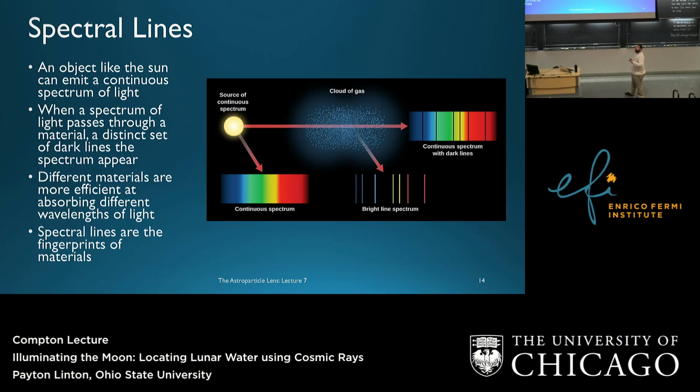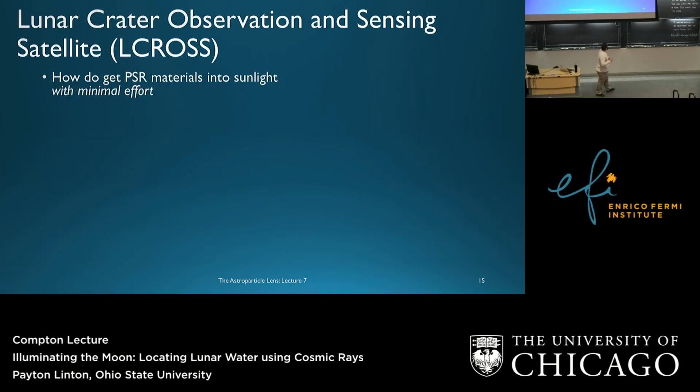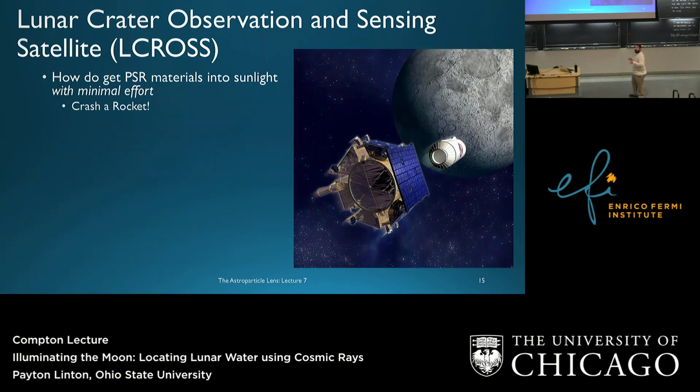And in fact, spectral lines are the fingerprints of material. All materials have unique spectral lines that they will remove from the electromagnetic spectrum. And so from this, we can back out water being in a cloud of gas, right? You say, okay, but how do we do that? By definition, the water's in the PSRs, which never see sunlight, so that doesn't really matter. And we say, okay, we need to get the material out of the PSR. So what's the easiest way to do that with minimal effort? We crash a rocket into it and we blow it up, right? And so this is exactly what we did.